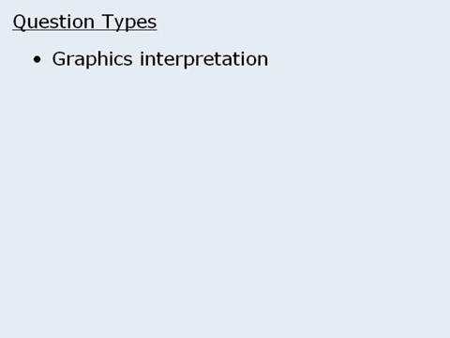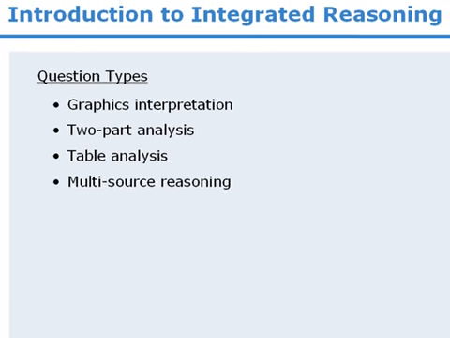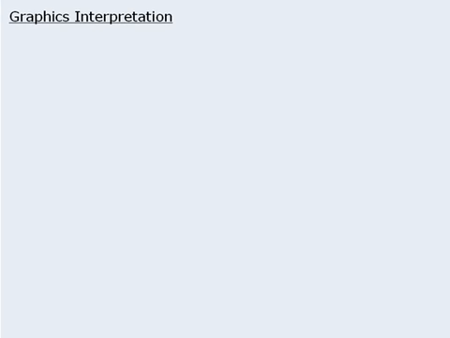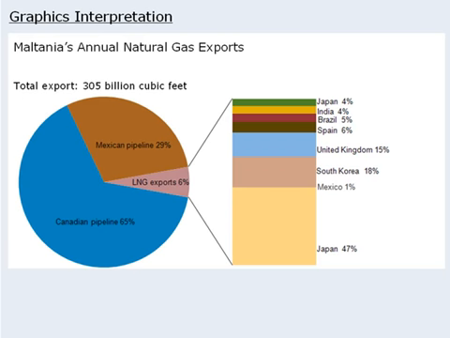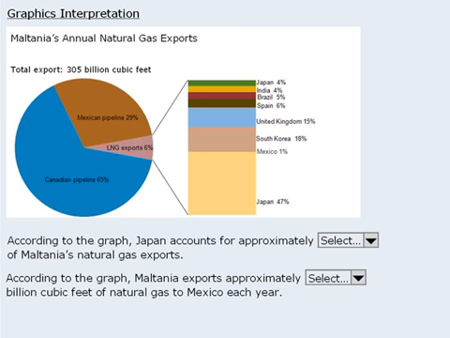They are graphics interpretation, 2-part analysis, table analysis, and multi-source reasoning. Now in future lessons, we'll take a closer look at each question type, and we'll look at specific strategies for tackling them. In this lesson, however, we'll take a high-level view. Let's begin with graphics interpretation questions. In these questions, you're given some sort of visual information, such as a graph, chart, or diagram, and you must use this information to complete 2 statements. Each statement will have a drop-down menu that you must use to select the answer that best completes each statement.